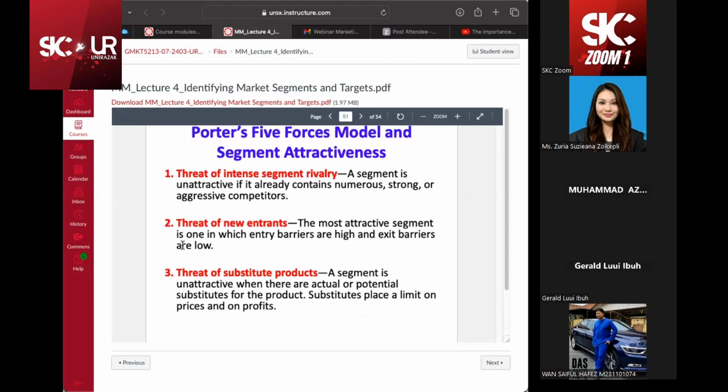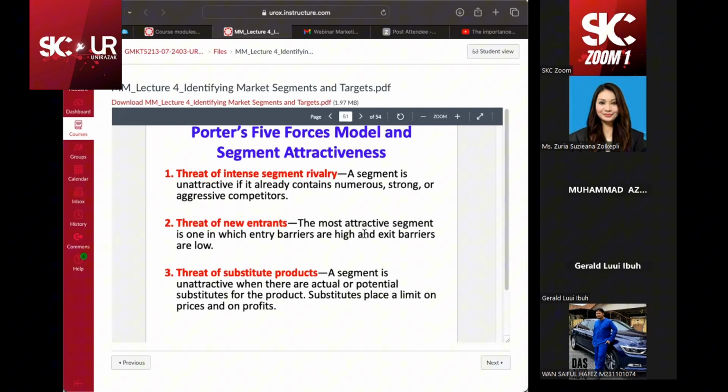The most attractive segment is one in which entry barriers are high and exit barriers are low, right? So for example, entry barriers are high, I think, for a market that is very specific for, let's say, occupation, for example, kan? Occupation ataupun very expensive product that requires expensive resources. So if you are a company which can afford to buy these expensive resources to have your own product, this can serve as high entry barriers, so fewer new entrants to compete with.